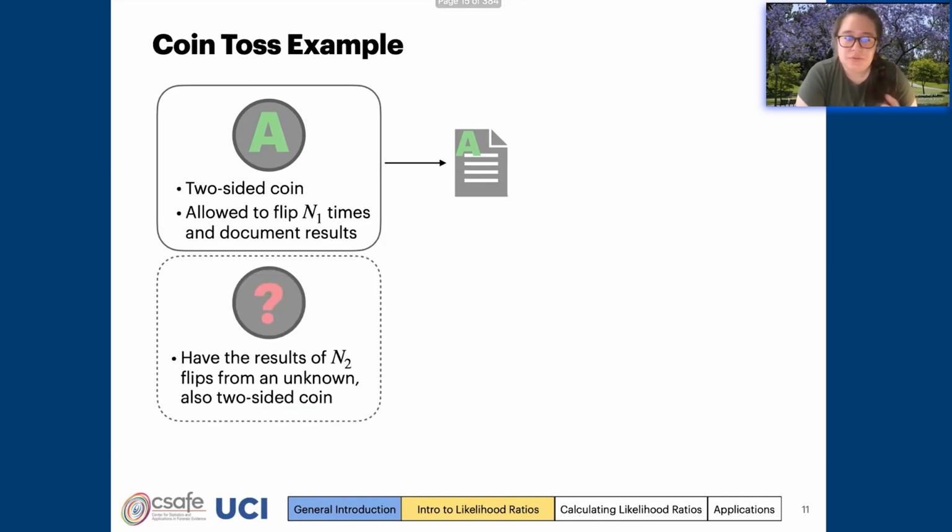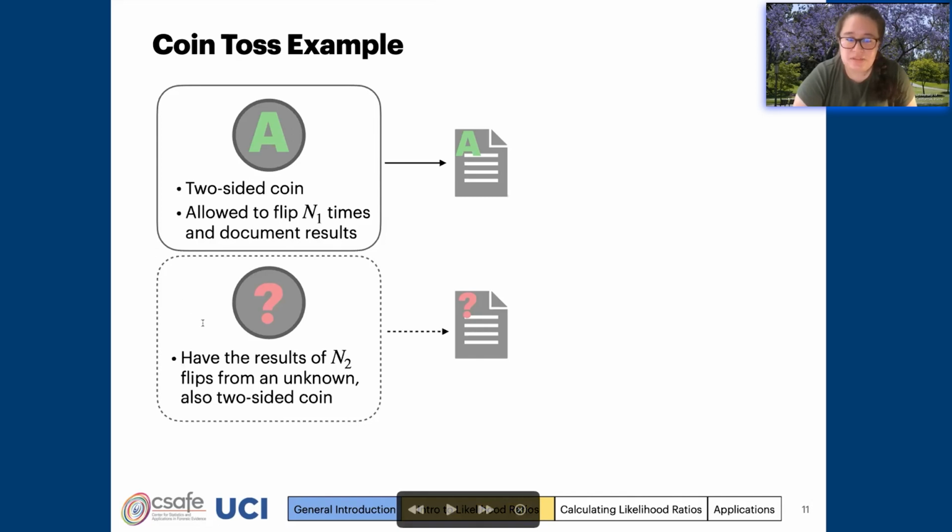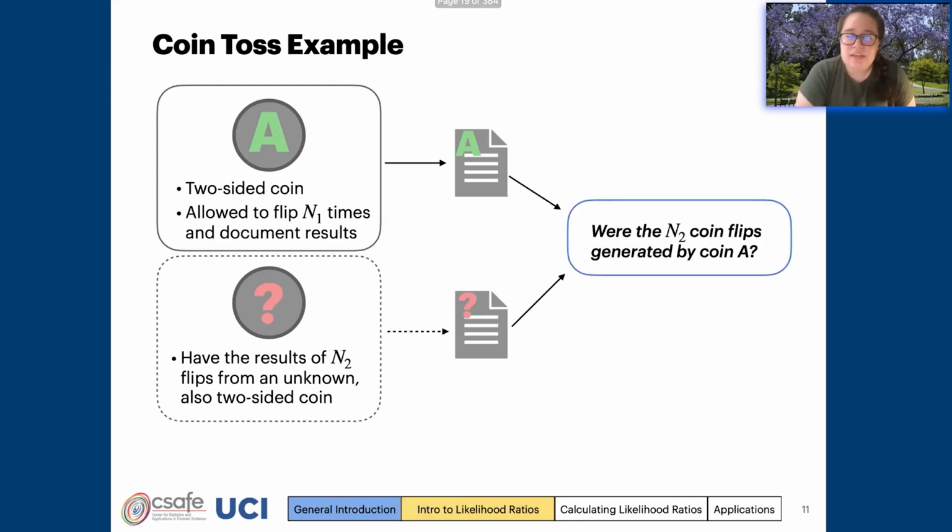Now, suppose also that we have the results of flipping another coin N2 times, but we don't know which coin was used to generate these results, where the results are still in the form of number of heads. And this has been outlined in a dotted line to indicate that we don't know which coin has generated these results. So using these two pieces of data, we'd like to ask the question, were the N2 flips generated by coin A? And this is the question we'll work to address through the first two parts of the webinar.